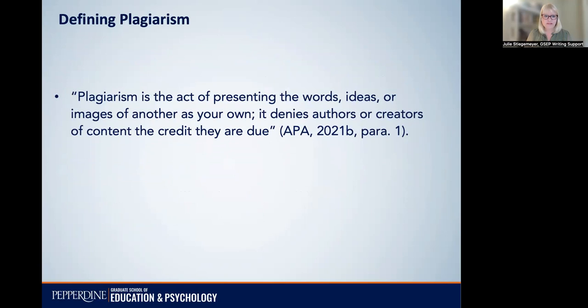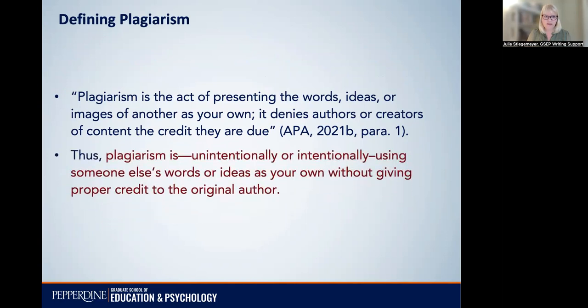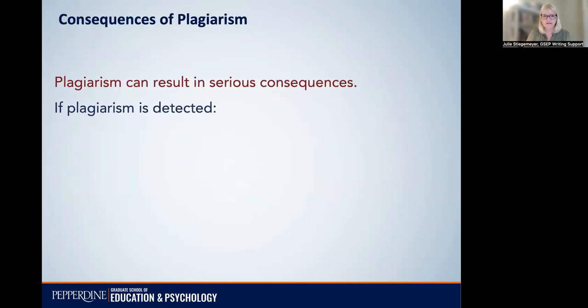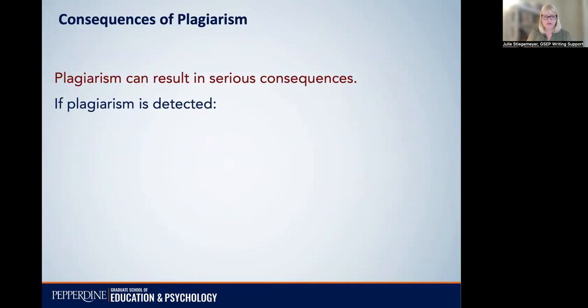The APA defines plagiarism as the act of presenting the words, ideas, or images of another as your own. It denies authors or creators of content the credit they are due. Plagiarism is unintentionally or intentionally using someone else's words or ideas as your own without giving proper credit to the original author. The consequences of plagiarism can be serious.